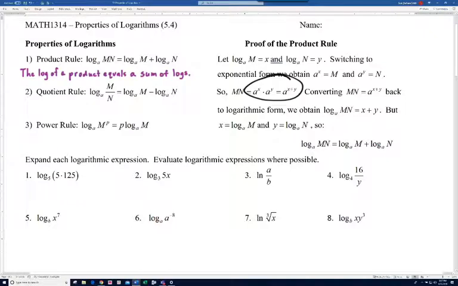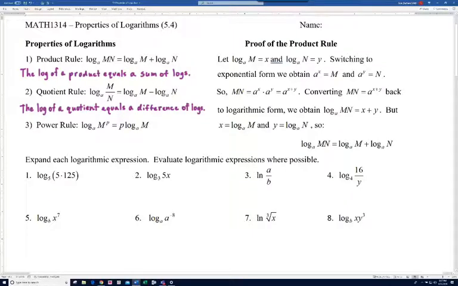So really, that's the key step in this proof, and that's why we end up with a sum of logs. Okay, so on number 2, we have the quotient rule, and we have the log base a of m divided by n. So in the first one we had a product, here we have a quotient. So the log base a of m divided by n is equal to the log base a of m minus the log base a of n.